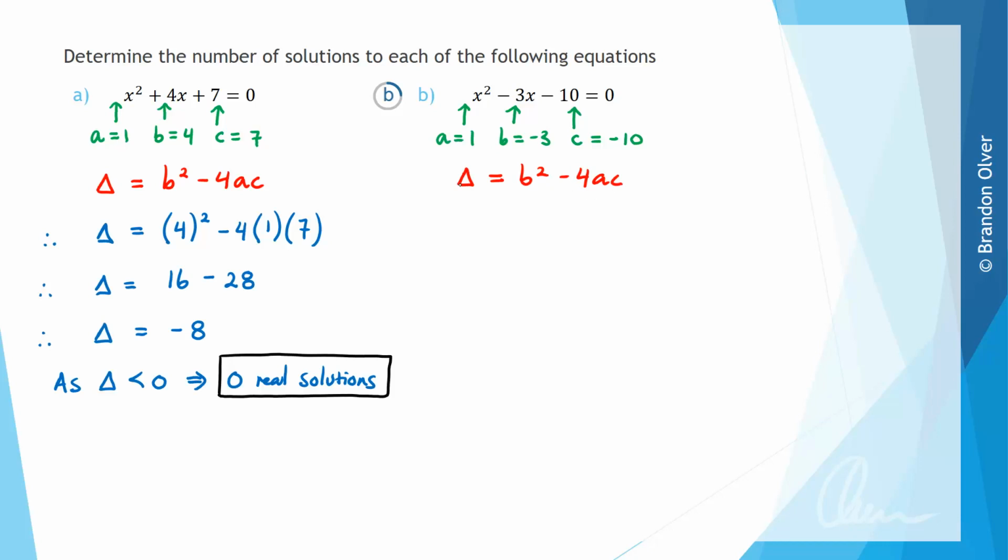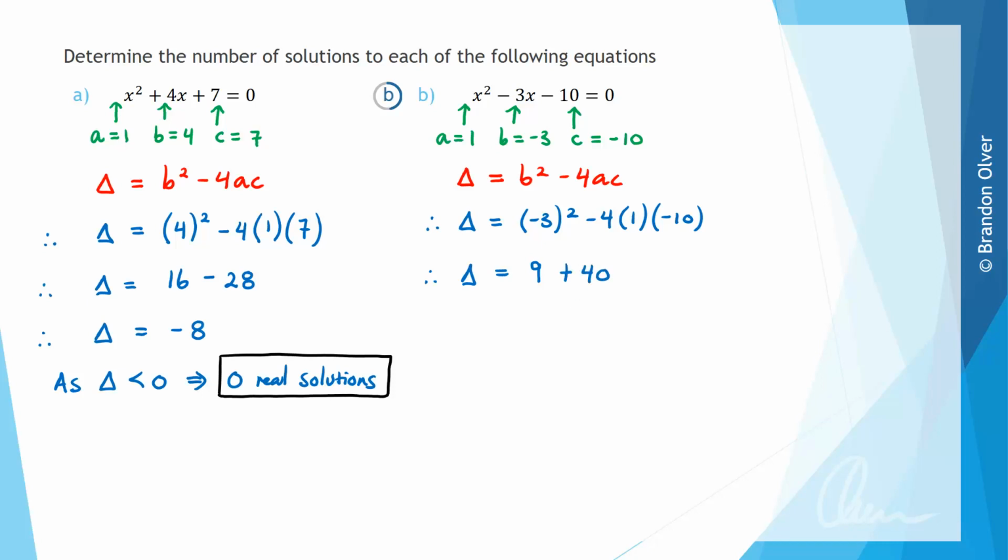And I'd encourage you to write it down each time so that you substitute correctly. So therefore, the discriminant's value for part B is going to equal b squared, which is minus 3 squared, minus 4 times 1 times negative 10. So therefore, the value of the discriminant is going to equal negative 3 squared, and just be careful here, it's positive 9. And we need brackets around that negative 3 and then squaring it. And then we have minus 4 times 1 times minus 10 gives positive 40.